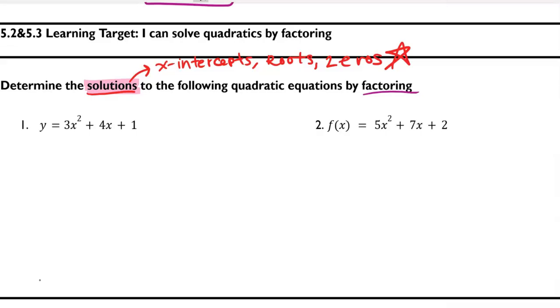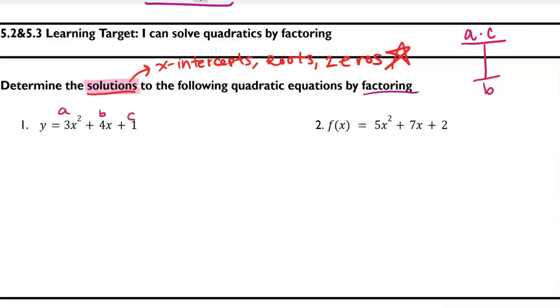Okay, now when we factor, we need to create a little table, and our table is going to be comprised of a times c on the top and the b value on the bottom. Now we're looking for factors of a times c that could also add up to b. So what we need to do here is label our ABC.